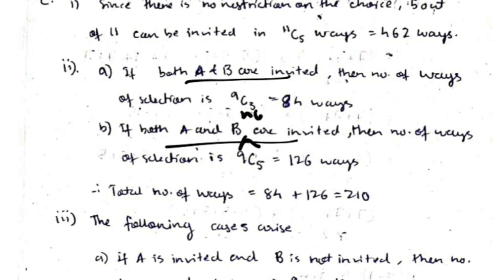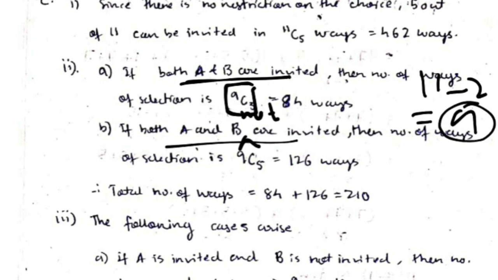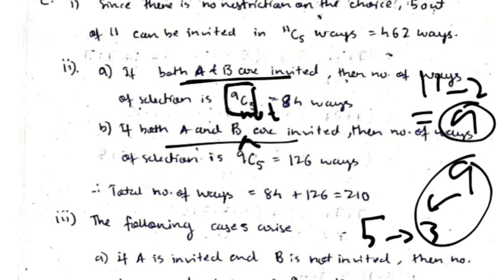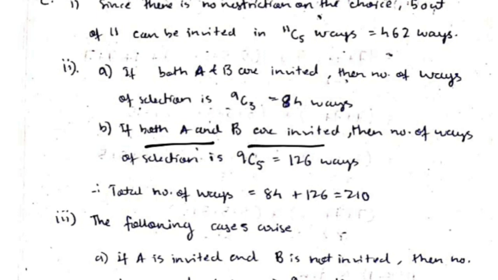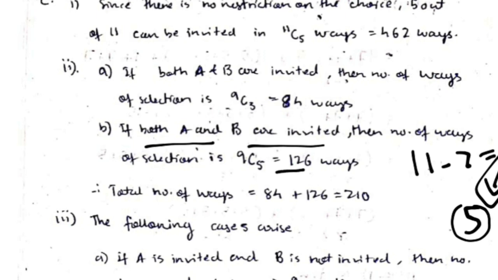First, if A and B are both invited, then 2 persons are sure to come. From 11, 2 persons are coming, so the number of persons left is 9. From 5 the choices are reduced to 3 now, so 9C3 ways will be used to invite the rest, that is 84 ways. Similarly, if both A and B are not invited, from 11 A and B won't come, so 9 people are there, and in that we choose 5 persons. So 9C5 ways, that gives 126. Then the total number of ways will be 84 plus 126.